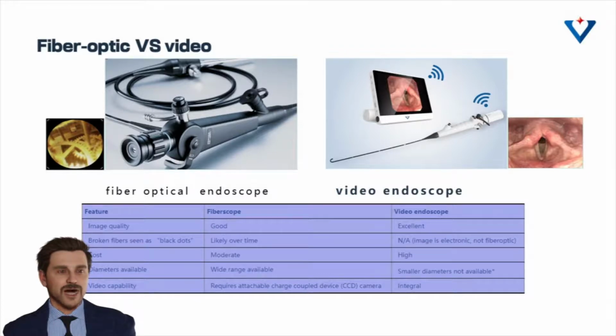Although fibroscopes usually are less expensive than video endoscopes, the cost of the latter has recently come down and the image quality of video endoscopes is far superior to that of fibroscopes. Figure 1.3. Because the image produced by a video endoscope is not fiber optic, it will never contain the honeycomb pattern or broken fibers seen as black dots in a fiber optic image. The features of fibroscopes and video endoscopes are compared in Table 1.1.